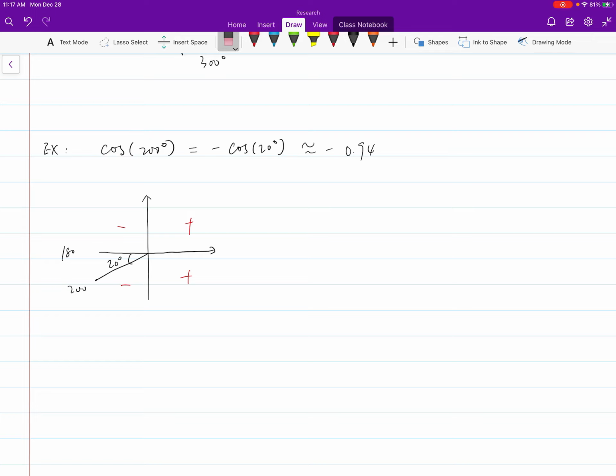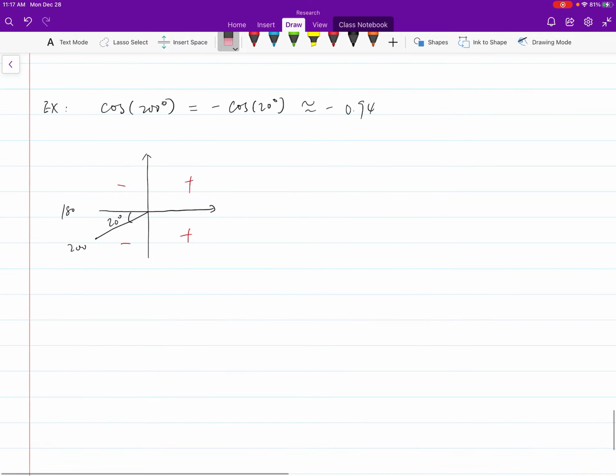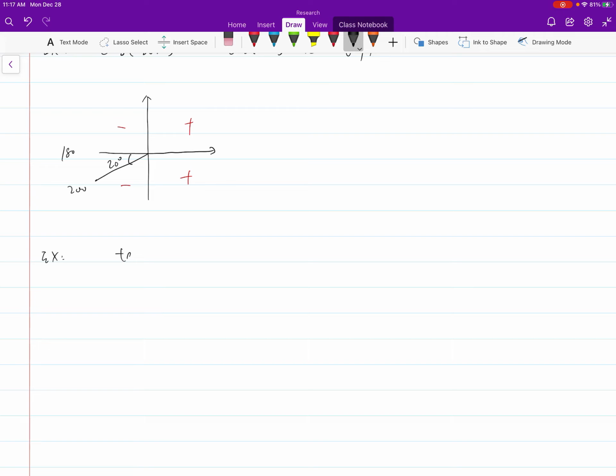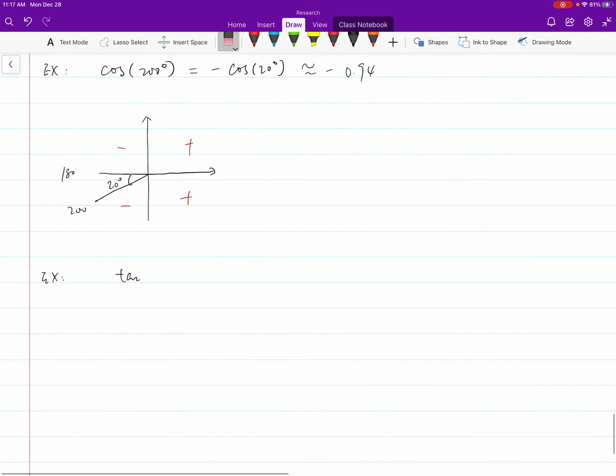From here, knowing every trig value from 0 to 90 degrees, you will be able to extend it to any angle if you just figure out what sine it is. Let's try one more. Let's do tangent. We have done tangent before. Let's do cosecant.